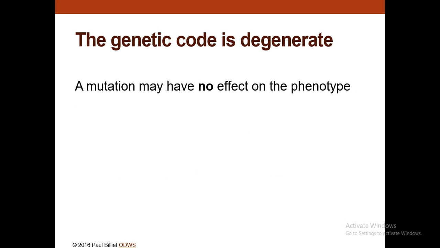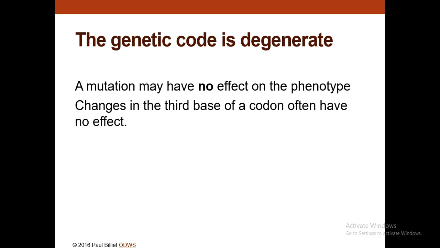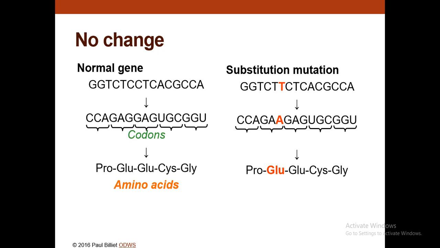So the genetic code is degenerate. A mutation may have no effect on the phenotype, and changes on the third base of a codon often have no effect. Okay, so this is what we call a silent mutation, meaning it does not say anything.